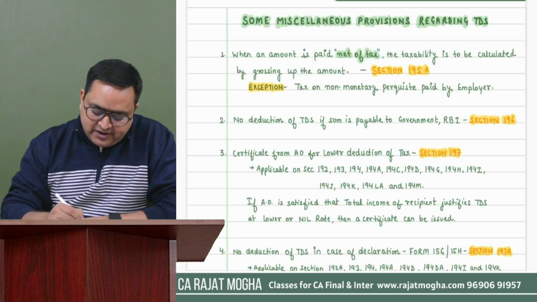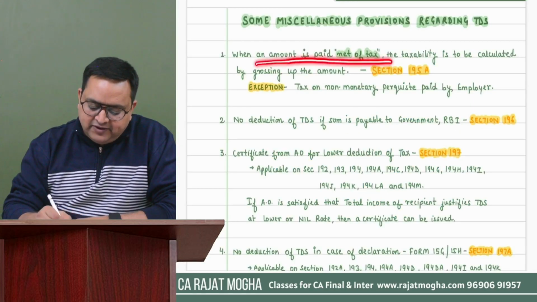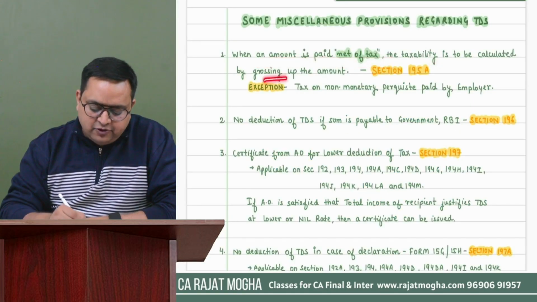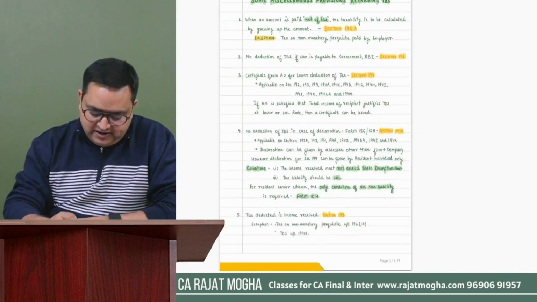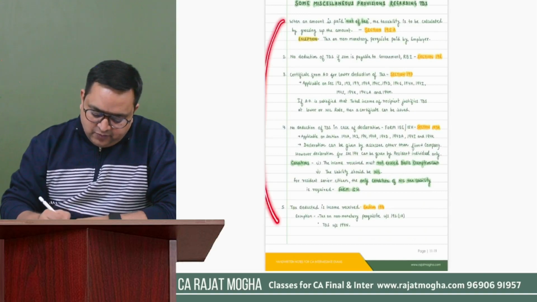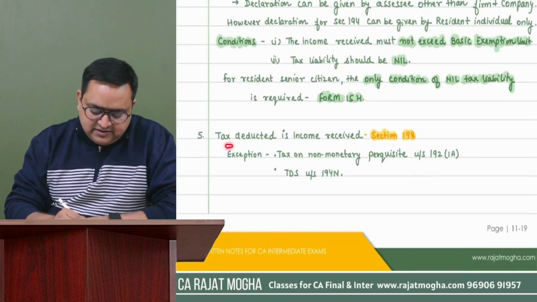So this is written over here. When an amount is paid net of tax, taxability is to be calculated by grossing up the amount. The exception is tax on non-monetary perquisite paid by the employer, that I have discussed. The same thing is written over here in the fifth point also.